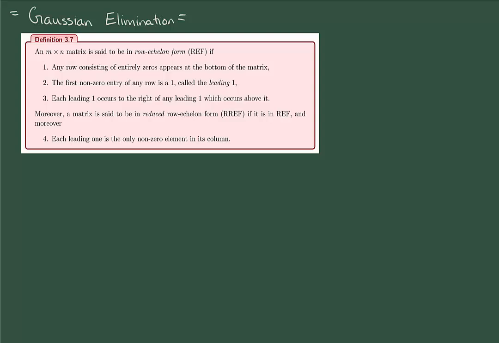So that takes care of row echelon form, but there's also a reduced row echelon form, or RREF. And to be in RREF, the matrix must be in row echelon form, but also each leading one must be alone in its column. All right, let's write down an example matrix and see if it's in RREF.